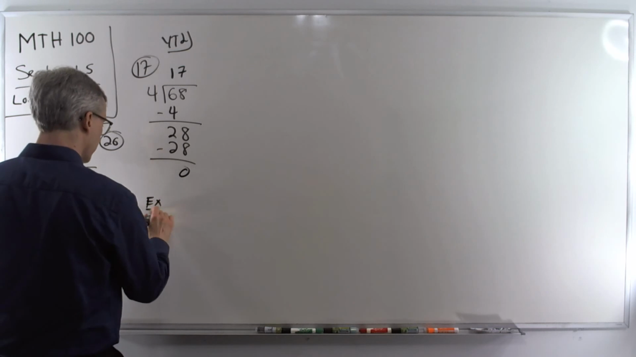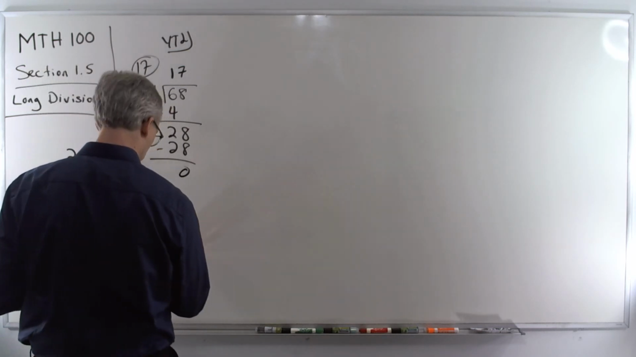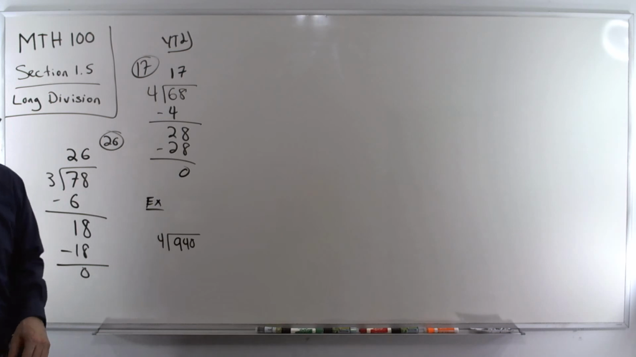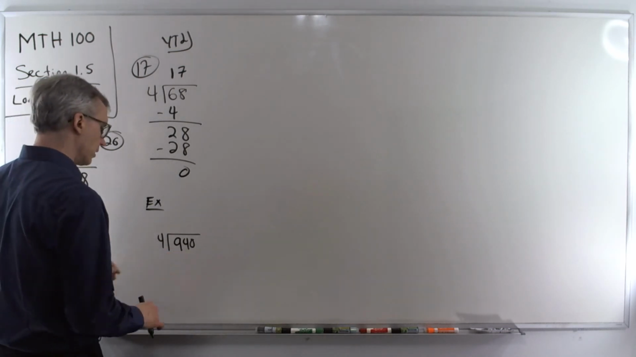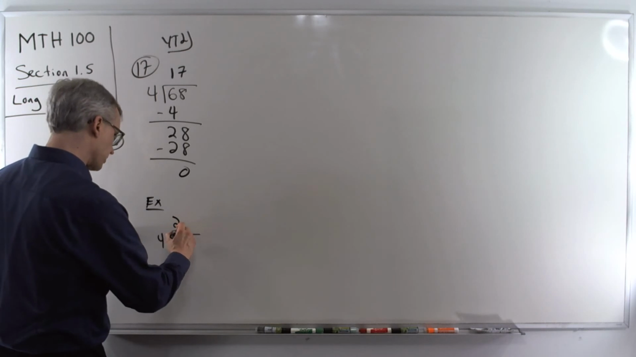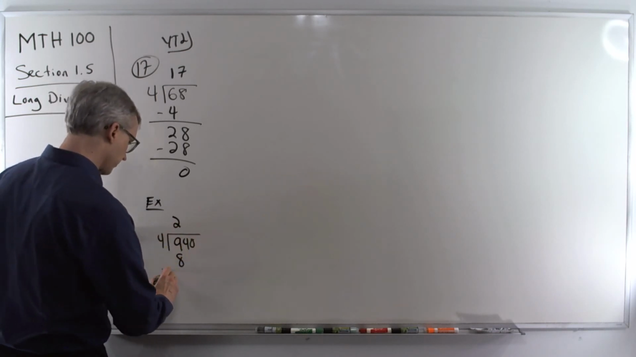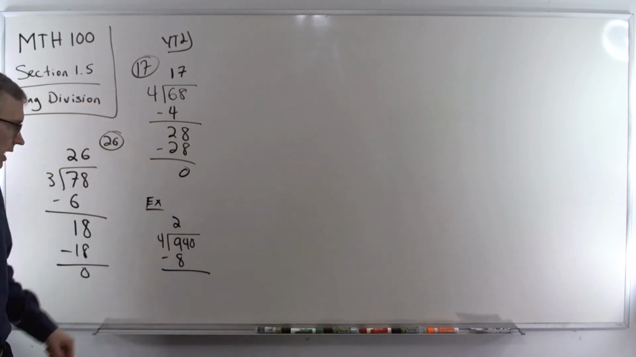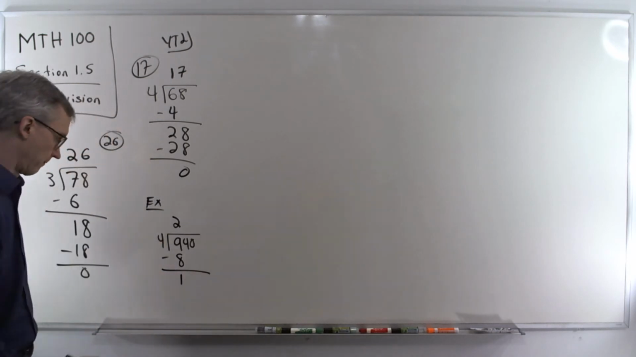Add on a digit on this one. Now we're going to do 940 divided by 4. So looking at the first digit, got a 9. 4 goes into 9 2 times. 2 times 4 is 8. All right, now we can subtract. 9 minus 8 is 1. And now we'll bring down the 4.